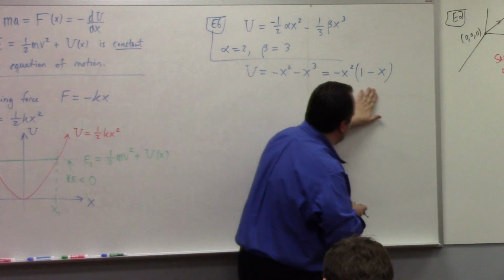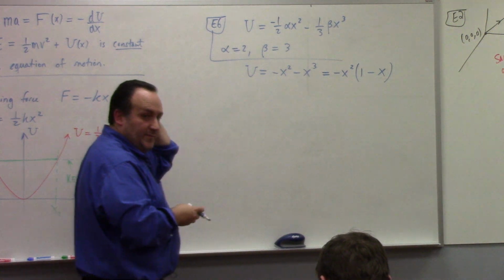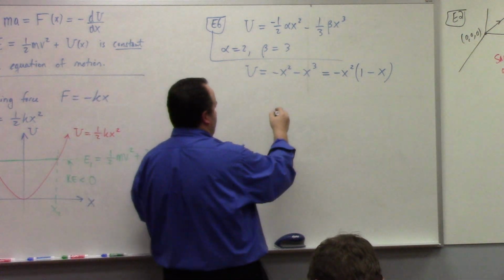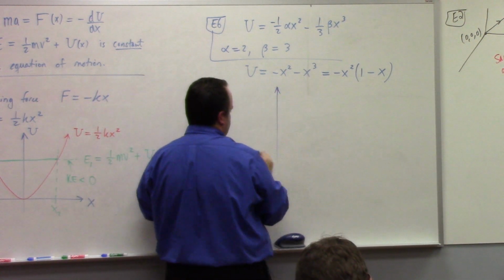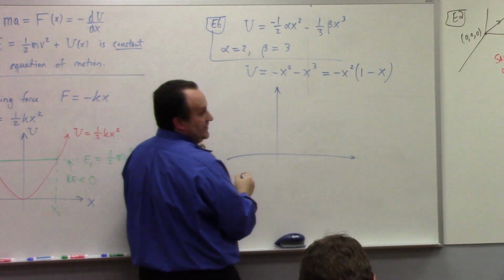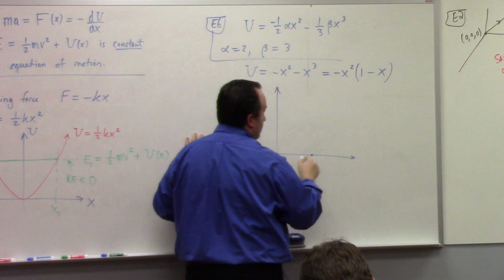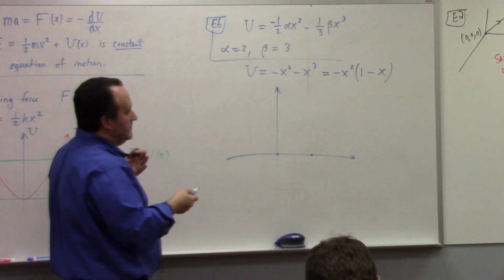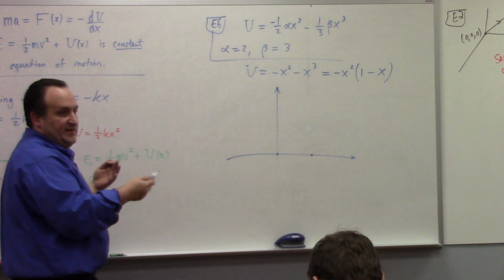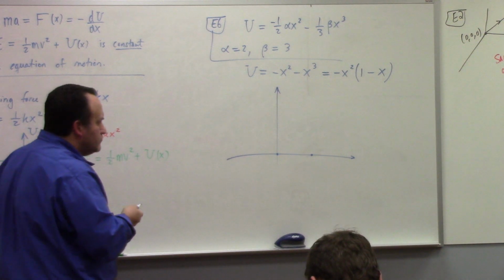Okay, so can you graph this? I mean, we can graph this, right? What's it look like? It's got zeros here and also at 1, right? It's a cubic. What's it doing? It's bouncing. Yep. Shouldn't it be 1 plus x?